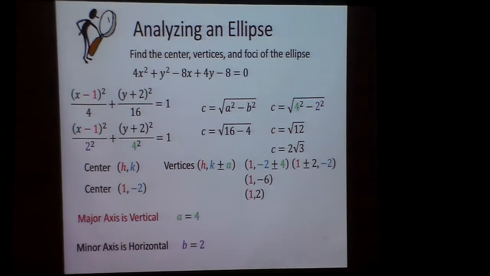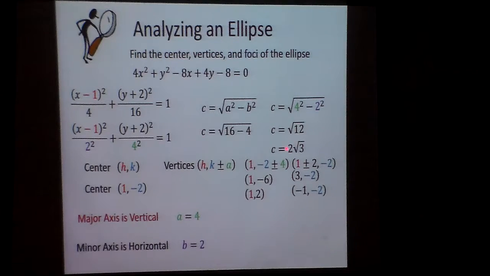I know then that the minor vertices are going to be b, 2. So this time I'm moving it to the h value. I shouldn't write the formula up here. It should be h plus or minus b, comma k. Because there's my h plus or minus the b, comma, and my k of -2. Well, 1 plus 2 is 3, -2, and 1 minus 2 is -1, -2. So there are my vertices, the major ones, the minor ones. The only thing I lack now are my foci.